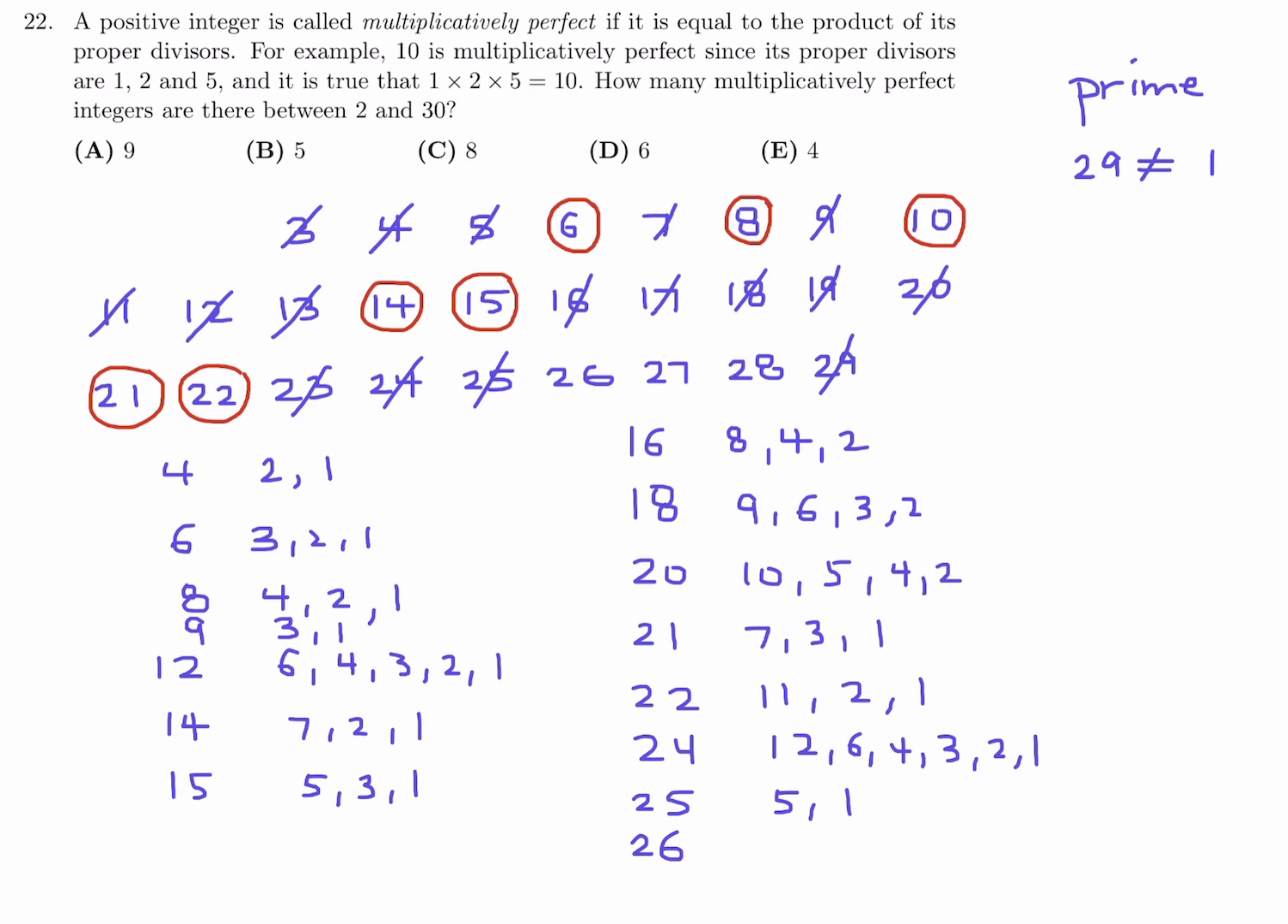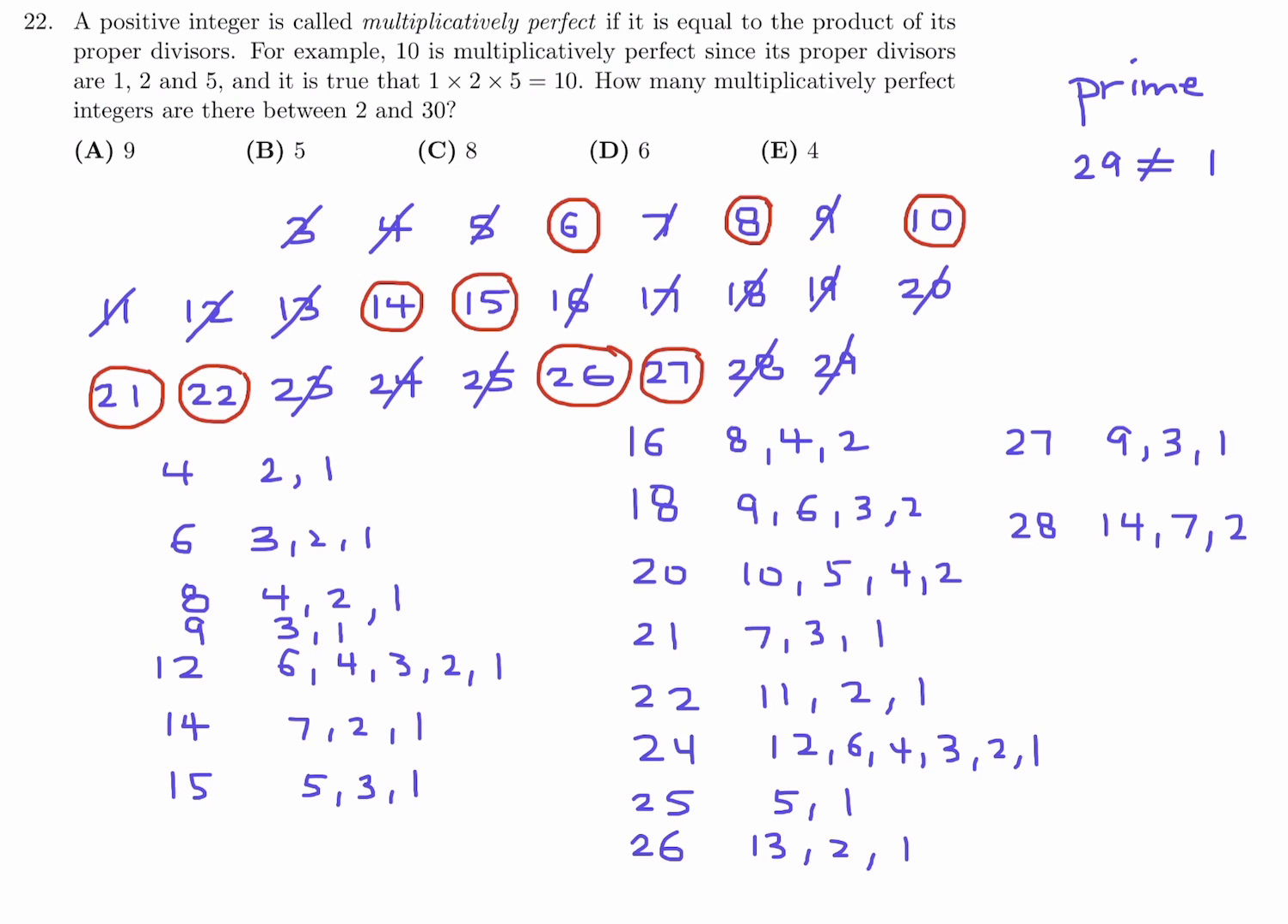26, its factors are 13, 2, and 1. When you multiply those, you do indeed get 26. So that's one to include. 27, its factors are 9, 3, and 1. When you multiply those, you do indeed get 27. And the last one is 28. Its factors are, let's see here, 14, 7, and 2. And when you multiply those, you get a number greater than 28.